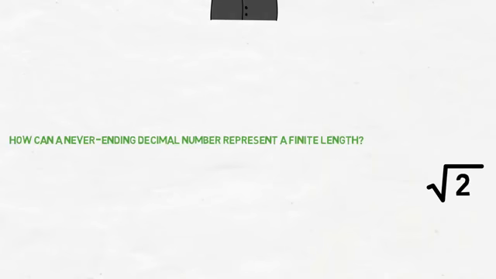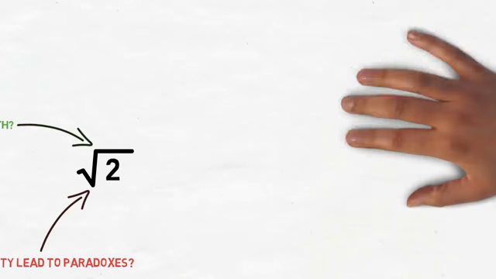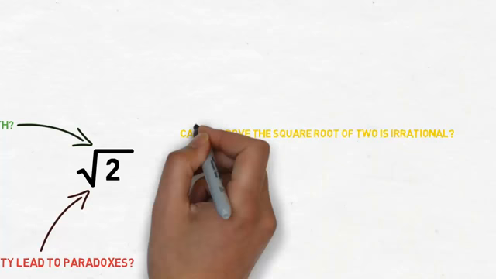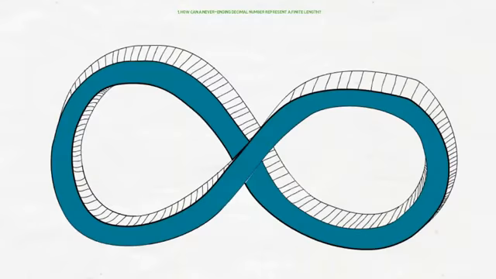How can a never-ending decimal number represent a finite length? Or how does irrationality lead to paradoxes? Even better, can we prove that the square root of 2 is irrational? So here's my guide to irrationality in math. Let's attempt to answer the first question.